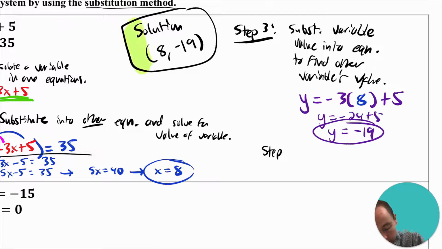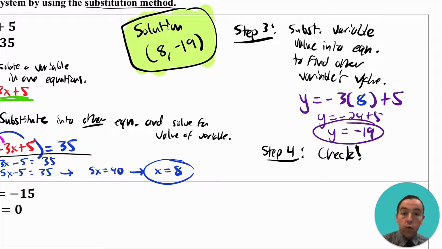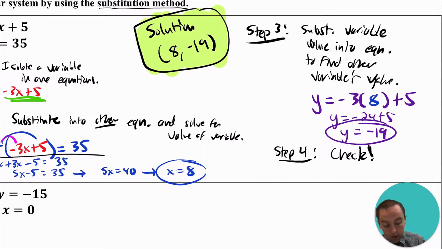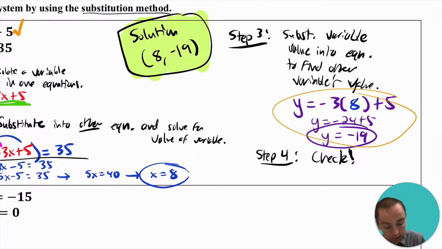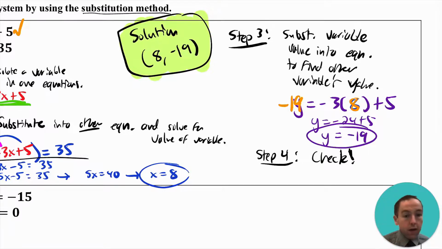And what you'll want to do to make sure that you've got the answer right is a fourth and final step, which is to check your work and make sure that your x and y pair satisfies both equations. It turns out that we should know that it works in the first one, and the reason we know is because that's the one we most recently used, where when we plug in an 8, we know that we're going to get a negative 19 there.